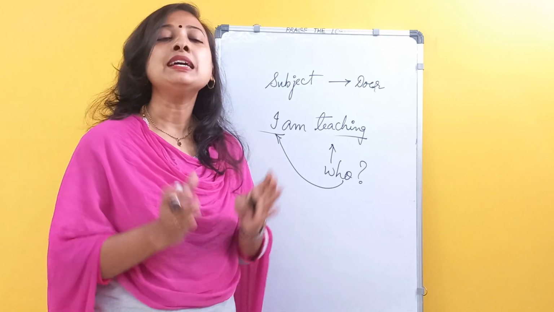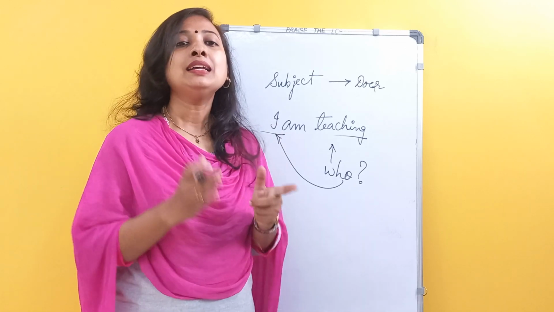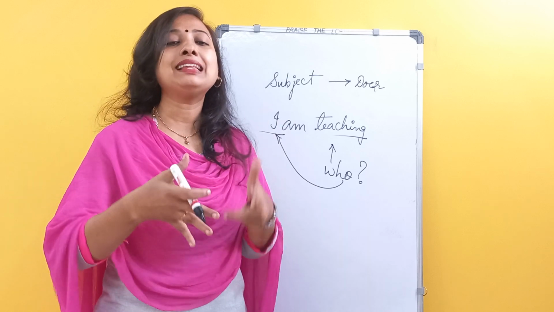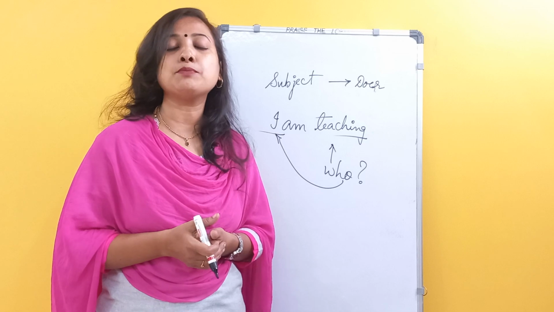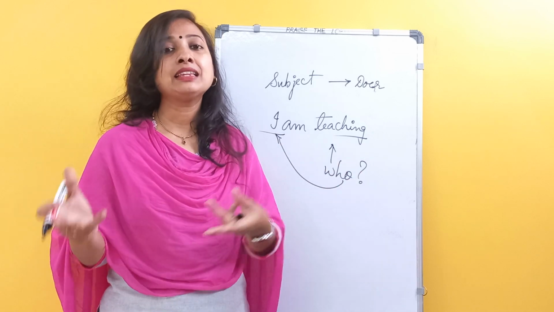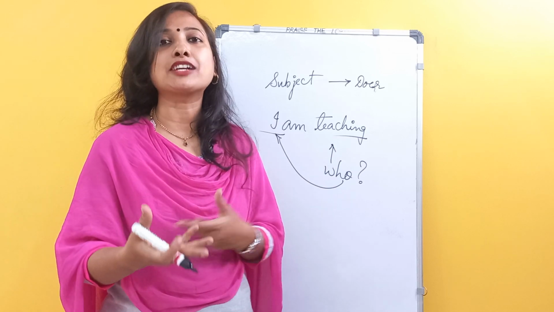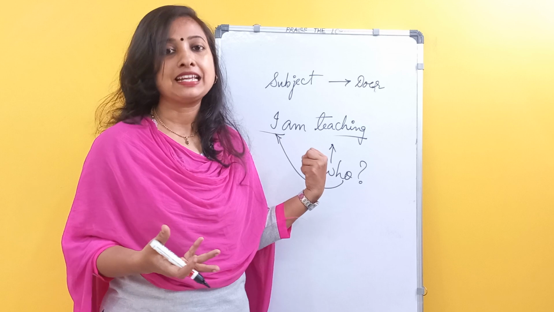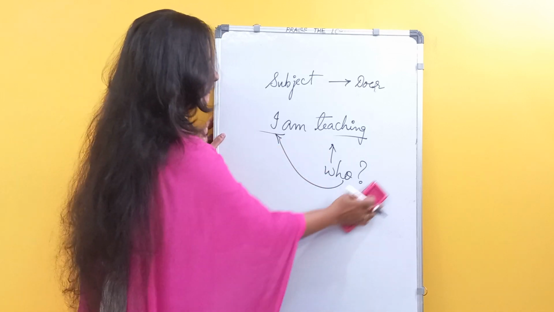Subject is a word that tells us who is doing the action. It can be an animal, person, place, thing or idea. Any noun which is doing the action, we call it a subject. So that is the subject part of the sentence. Is it clear?